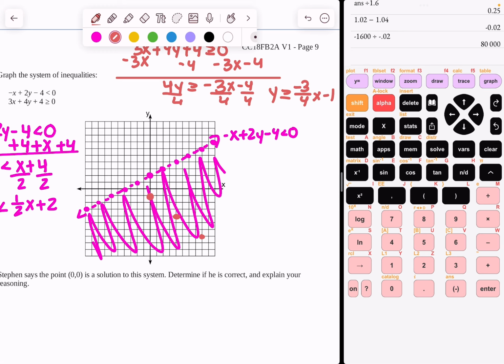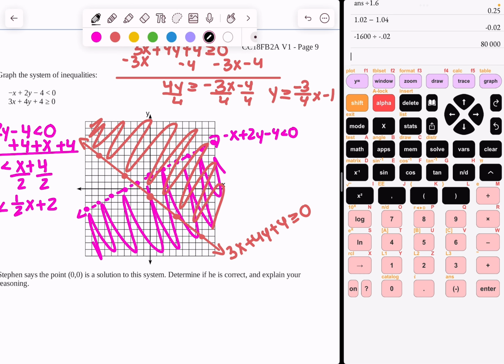We won't have enough space. Now let's go up 3, to the left 4. Up 3, to the right 4. Left 4, I mean. We will use a solid line since this is greater than or equal to. Let me write the original problem. 3x plus 4y plus 4 is greater than or equal to 0. And then because it's greater than, we shade above. So this is our solution set.